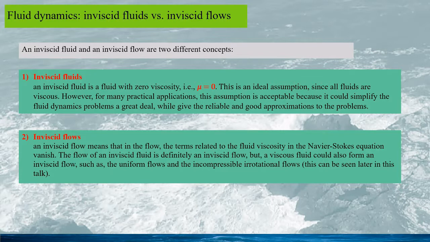An inviscid flow is a flow for which the last 2 terms in the Navier-Stokes equation vanish. Obviously, an inviscid fluid will cause an inviscid flow. However, a viscous fluid could also cause an inviscid flow, such as the uniform flows and the incompressible irrotational flows. You will see this clearly later in the talk.